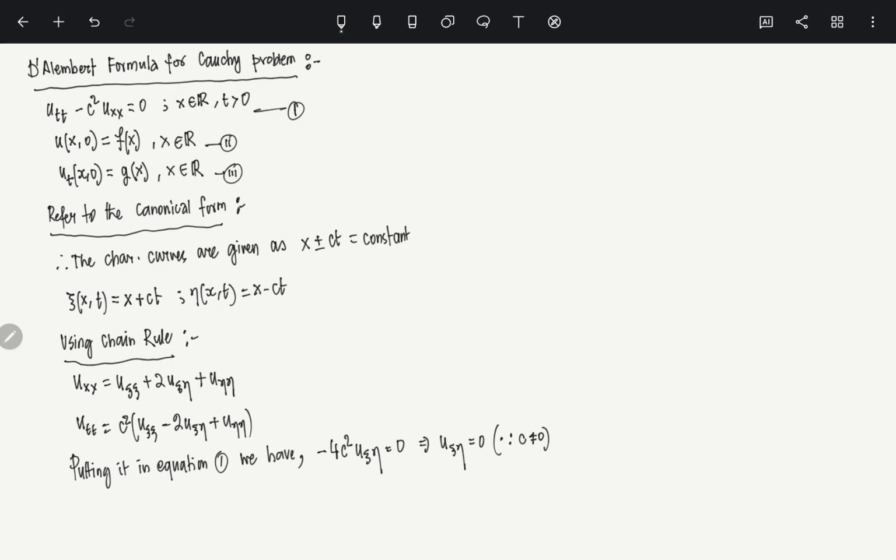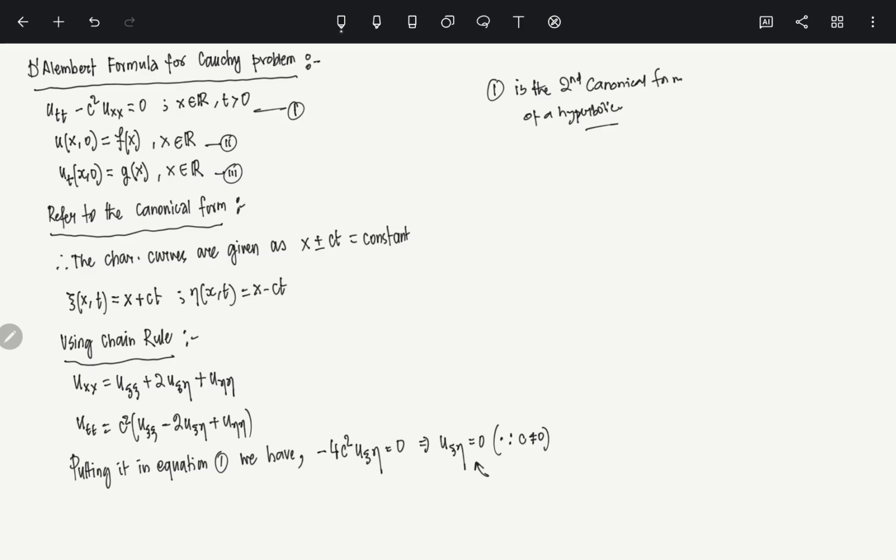Clear? Okay. So what do you have? u_xi eta equals 0. This is the first canonical form. Of course, equation 1 is also in canonical form, the second canonical form of a hyperbolic equation. It is a very nice form, of course. But this is not enough to solve the problem.